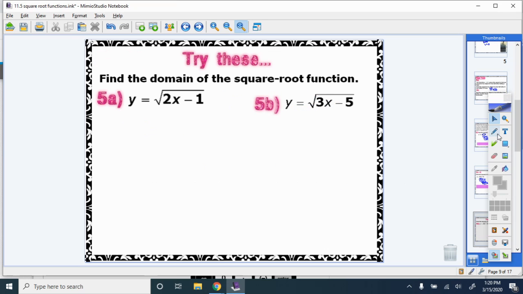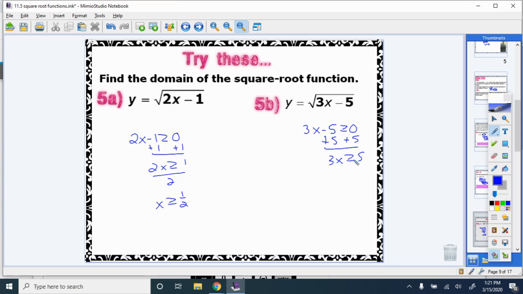All right, you try these two. You're going to just set the expression under the square root symbol greater than or equal to 0. All right, for the first one, I would add 1 to both sides and then divide by 2. So x is greater than or equal to 1/2. That's my domain. Those are the x values I can plug into this function. For 5b, I'm going to add 5, divide by 3, and the x value is greater than or equal to 5/3 would be the domain for this function.